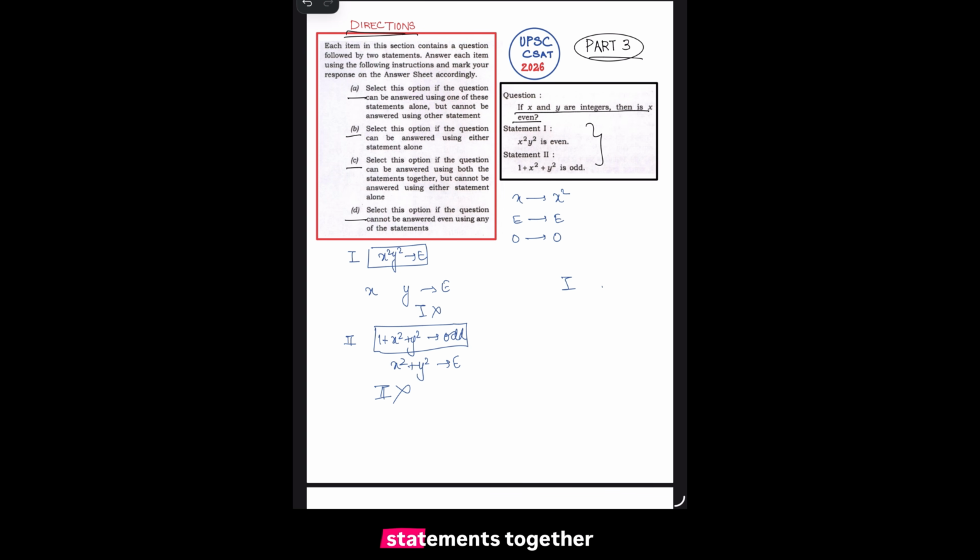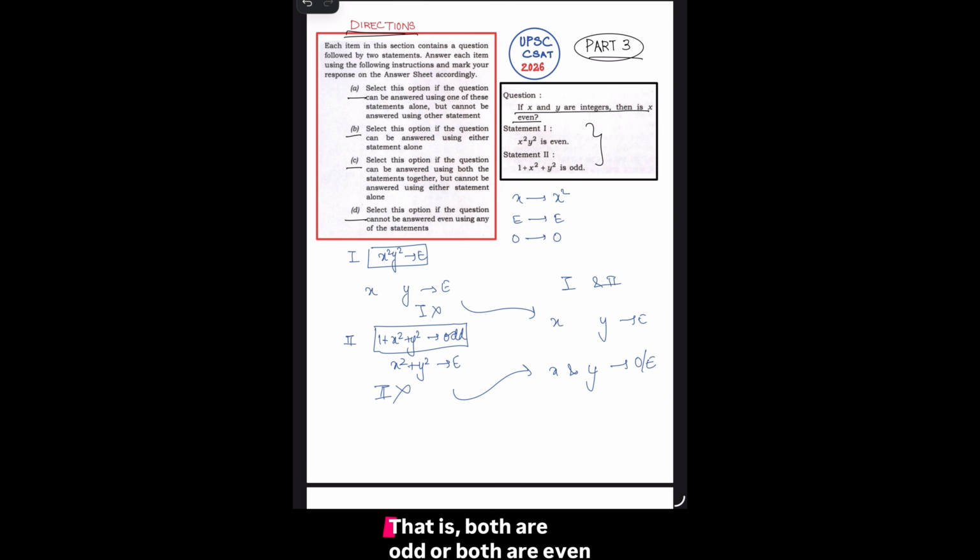Now let us combine both these statements together. From statement 1 we got that at least one of x and y must be even. And from statement 2 we got that both x and y are of the same odd-even nature. That is, both are odd or both are even. So the only possibility that satisfies both these conditions is that x and y are both even. So x is definitely even if both these statements are true. Therefore, both statements together are sufficient to answer the question. Hence the correct answer is option C.